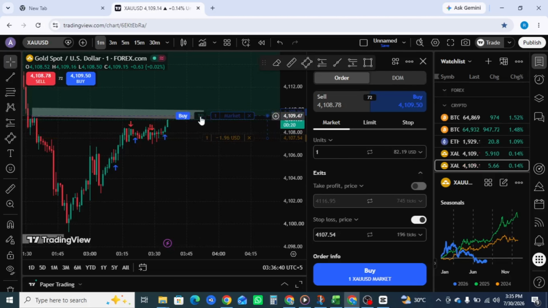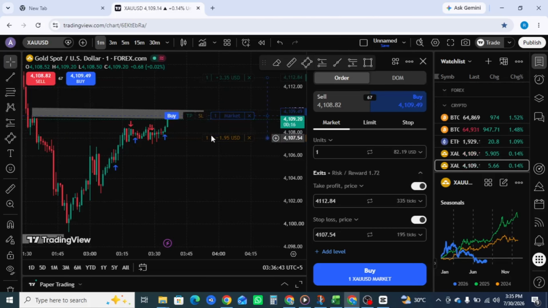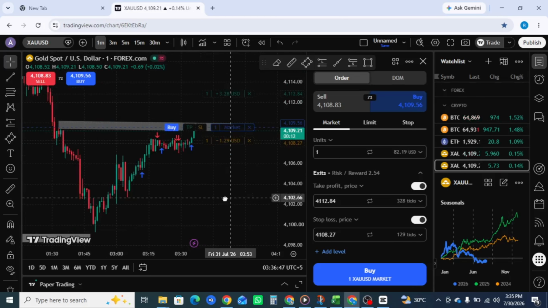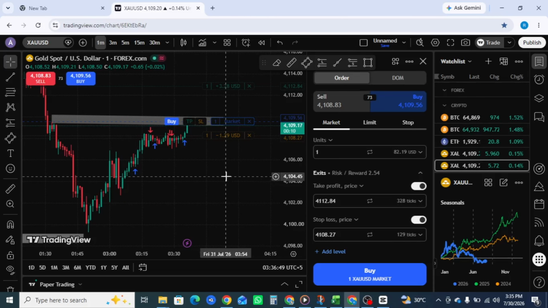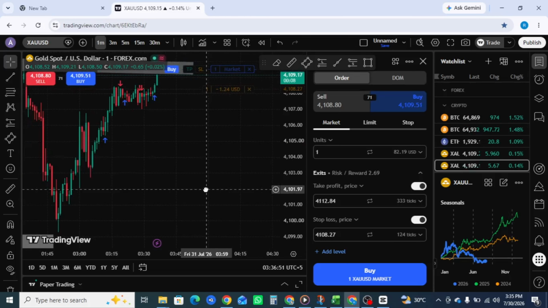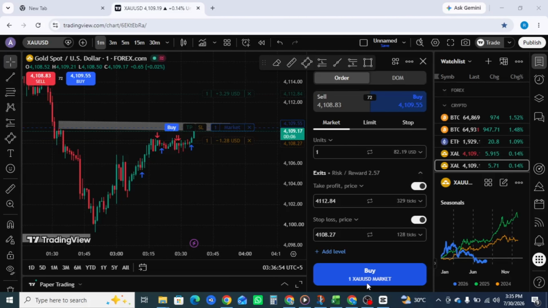Select the order type that best fits your strategy. A market order buys the stock immediately at the best available market price. A limit order buys the stock only if the market reaches your chosen price. A stop order becomes active once the stock reaches a specified trigger price.